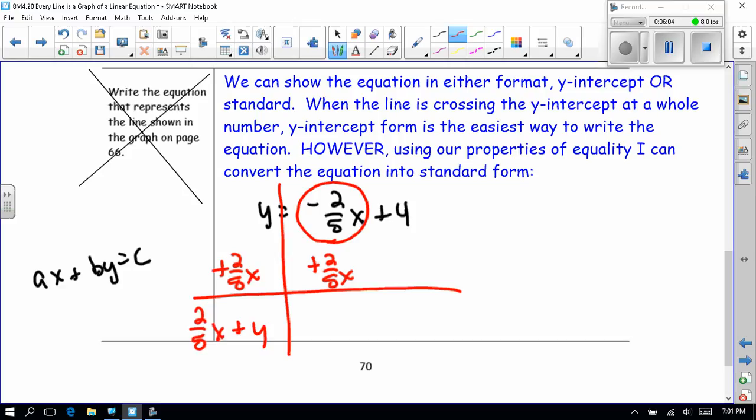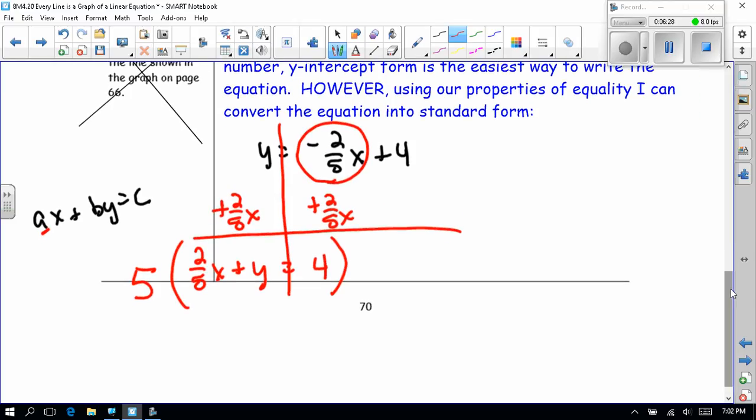Plus y equals 4. Now for standard form, my number that is with my x needs to be a whole number and it needs to be a positive number. So how would I make that into a whole number? I'd have to multiply the entire equation by the denominator. So everything's going to get multiplied by a 5.